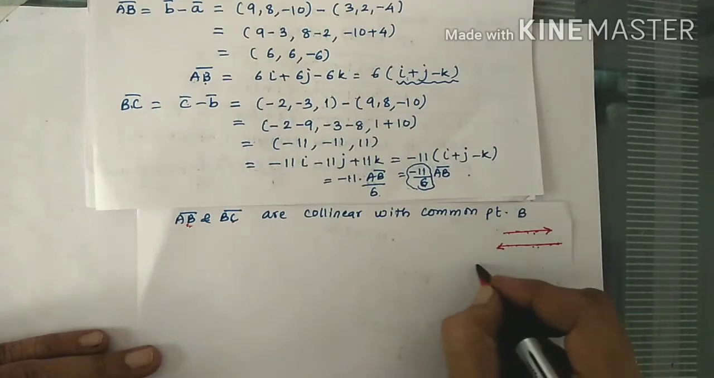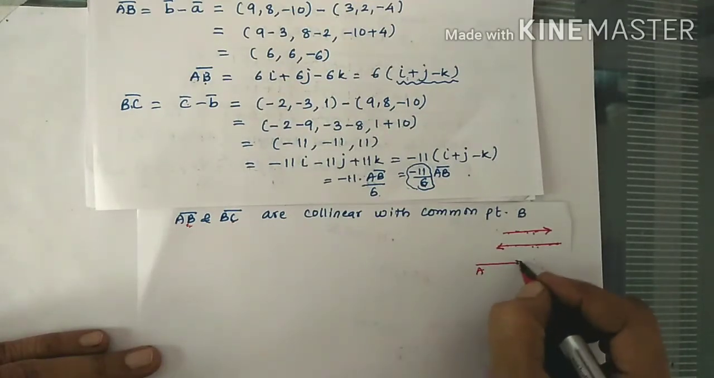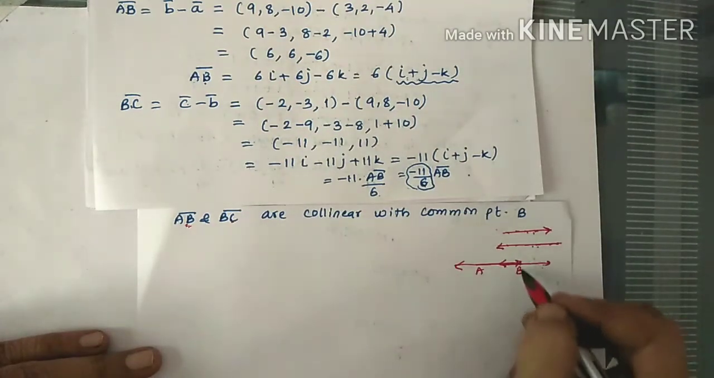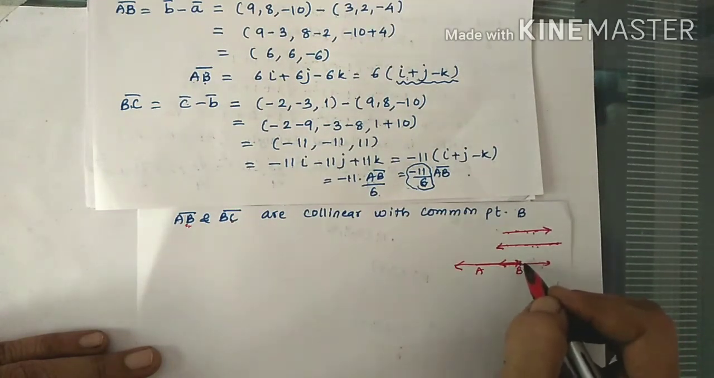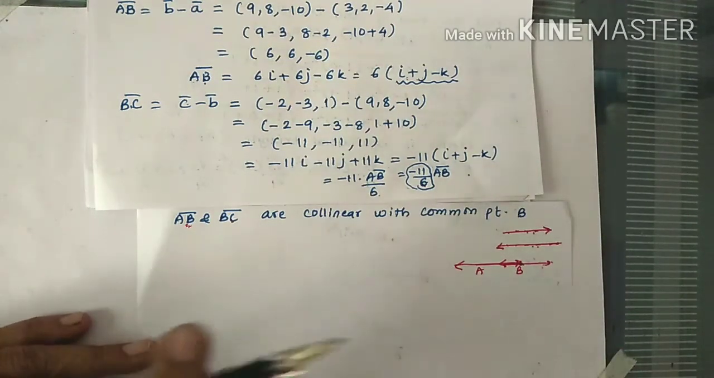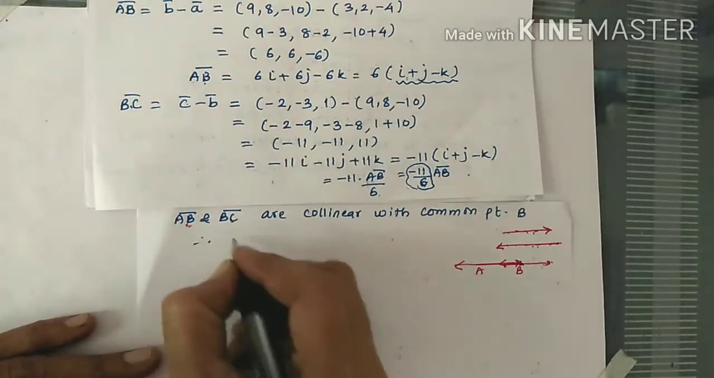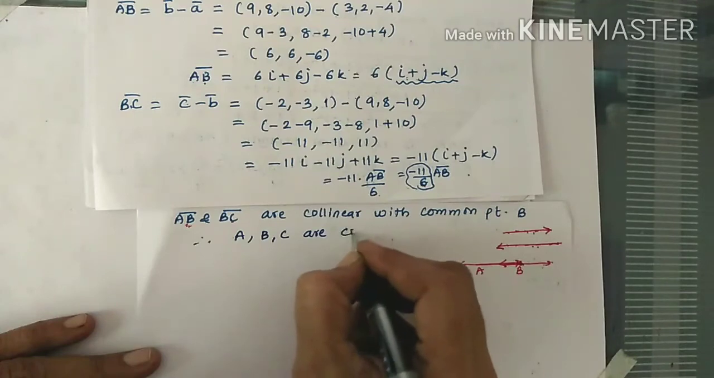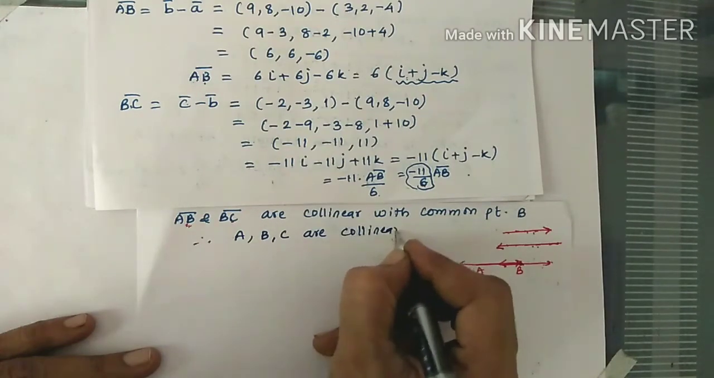But since we have common point B, if this is AB bar, then BC bar starts with this B only. So either BC bar is like this, or like this, or like this. As B is common, the vector cannot be parallel to this AB bar. It has to start with B, so it is on the same line. Therefore the points A, B, C are collinear.